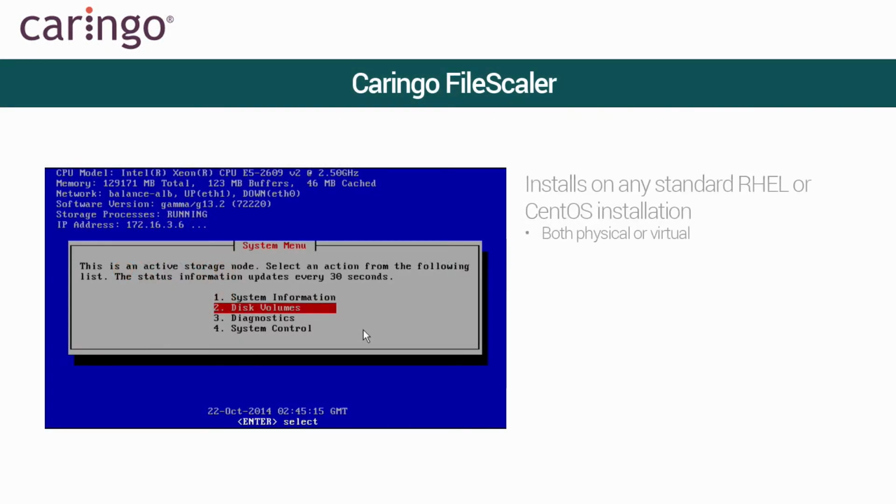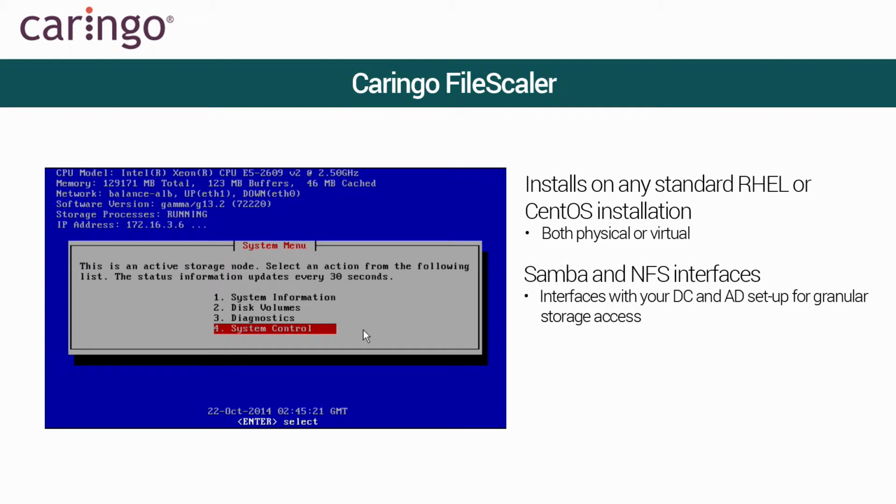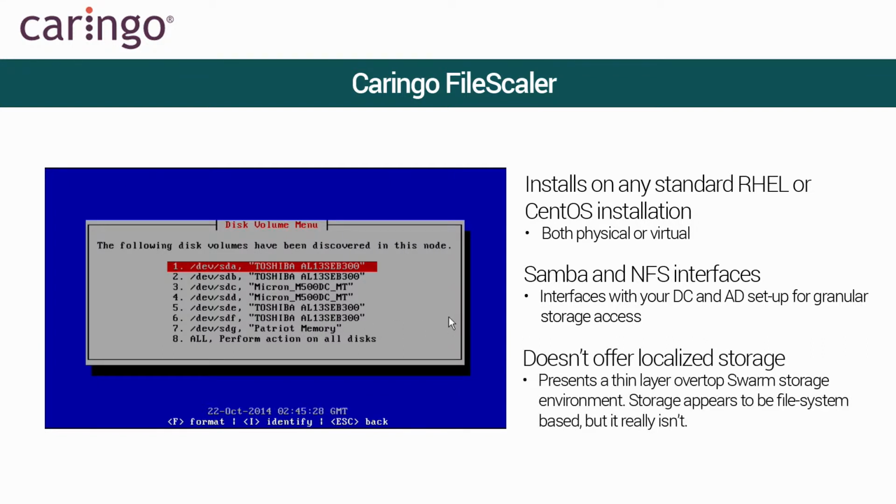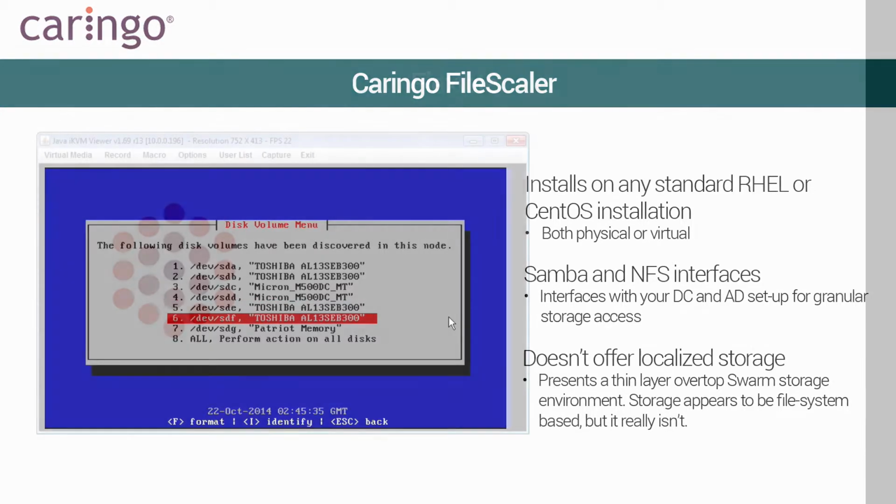Caringo FileScaler installs on any standard RHEL or CentOS installation on both a VM or physical system. It supports both Samba and NFS and can interface with your domain controller and Active Directory setup for granular storage access. Also, FileScaler doesn't offer localized storage. Instead, it presents a thin layer over top of your Swarm storage environment. To the OS, your storage appears to be file system based, but it really isn't.